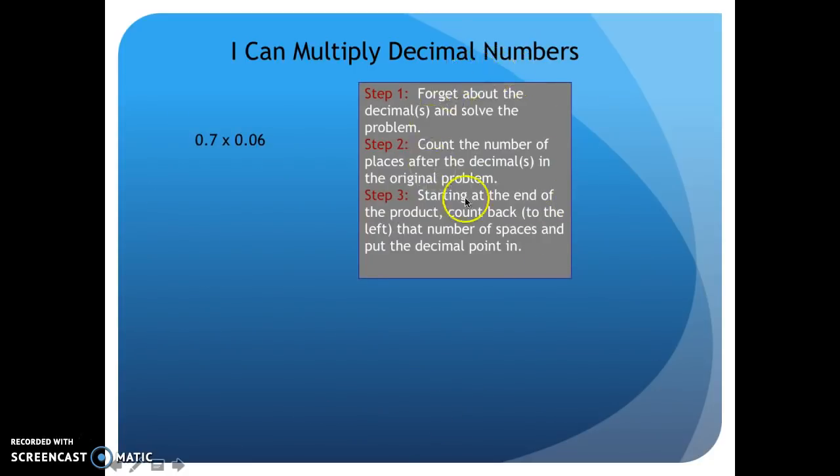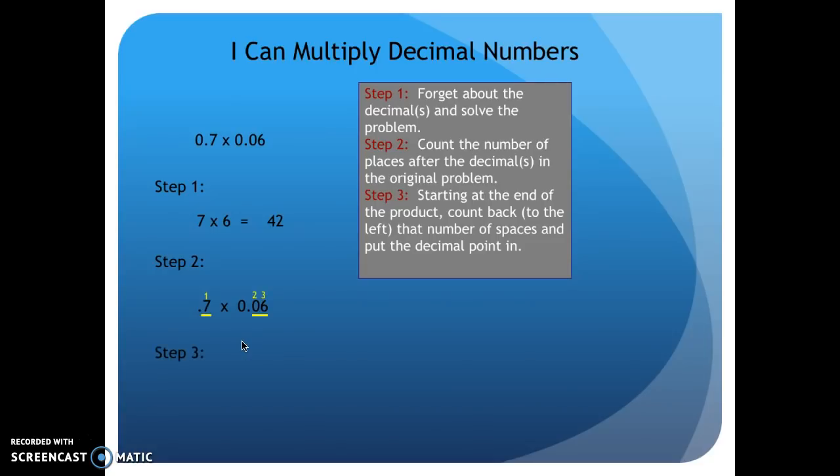All right, so here are those 3 steps that you should have copied in your math notebook. And here's a new problem. We have 7 tenths times 6 hundredths. Let's first pretend that the decimals aren't even there, which means we have 7 times 6 equals 42. Now in step 2, we're going to count the number of places after the decimal, which means to the right of the decimal in the original problem. So let's count those up. We have 1 there, 2 over here, for a total of 3 places to the right of the decimal.